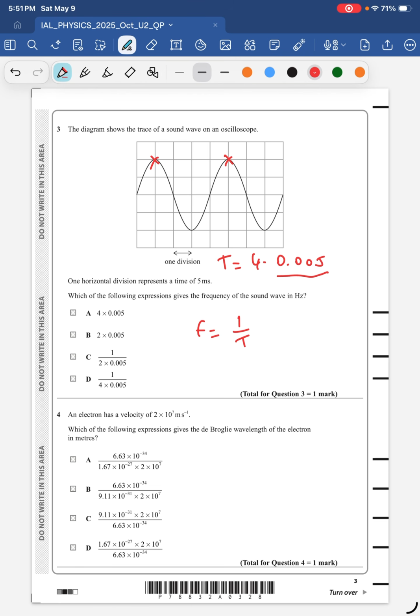So the frequency is going to be 1 over that. So 1 over 4 times 0.05, or answer D. Okay.